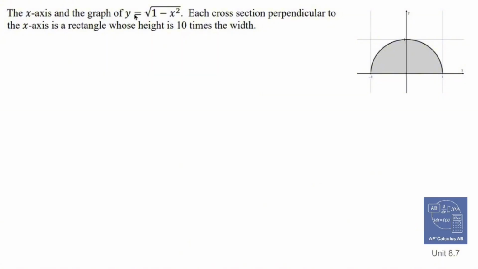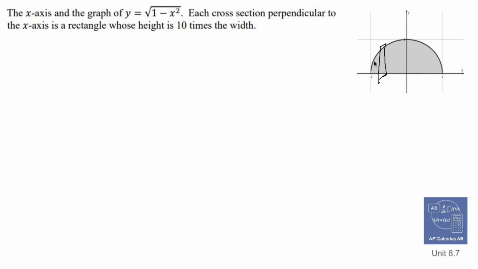The x-axis and the graph of y equals the square root of 1 minus x squared. Each cross-section perpendicular to the x-axis is a rectangle whose height is 10 times the width. So basically what we're doing here is we're trying to find the area between these two curves. So you're looking at a rectangle, right? Let me scoot you over to make that a better representation of a rectangle.